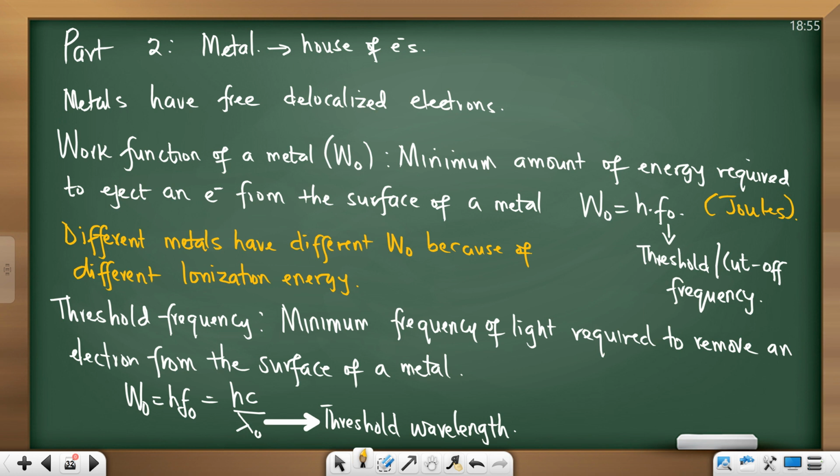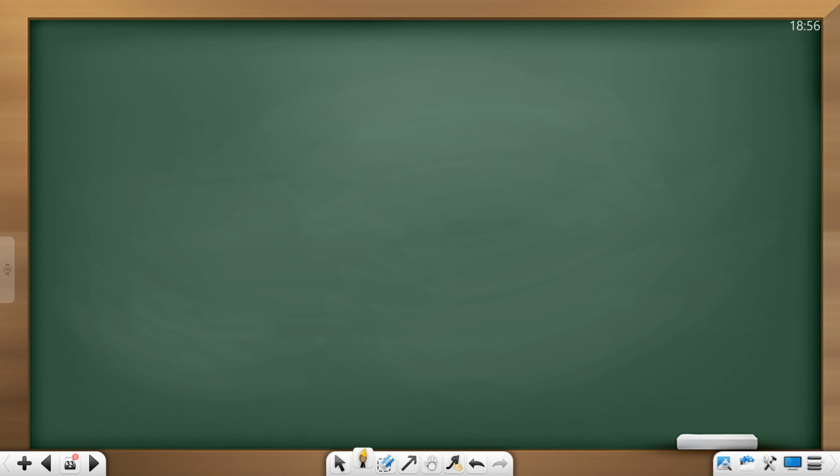That we did with intensity. The number of photons is directly proportional to the number of electrons. That's why I drew a graph there. Part 3.